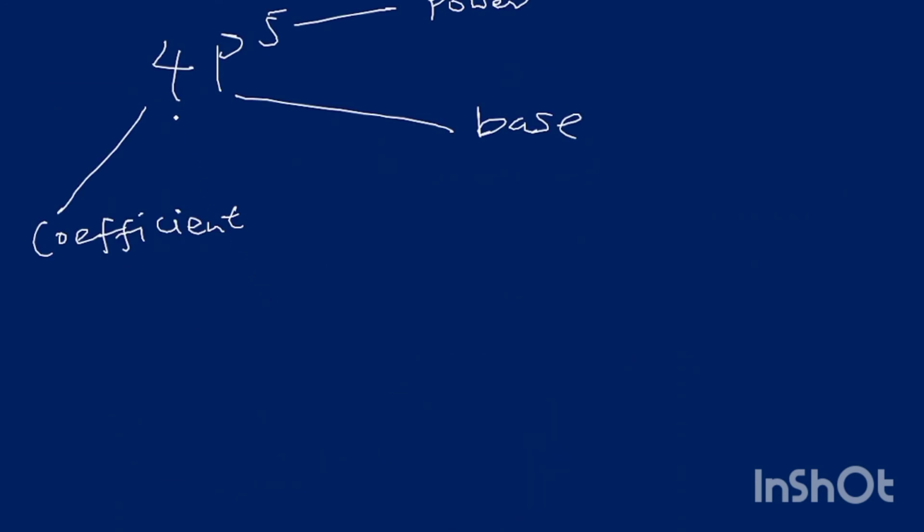So if we have 4p raised to power 5, this is called the power, this is called the base, and this is called the what? The coefficient. So let us look at some rules.